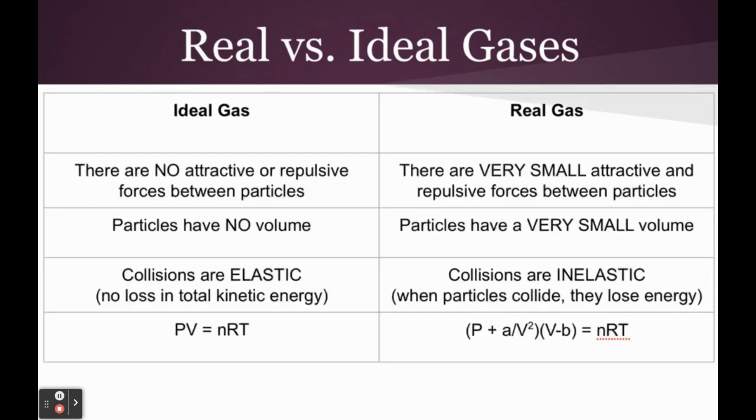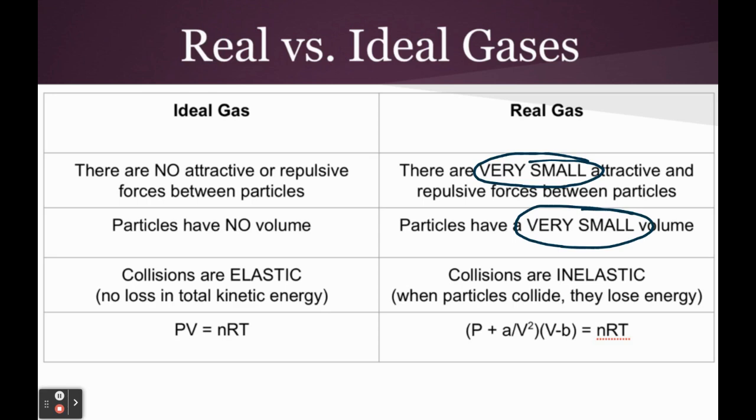There are a couple of really important differences between ideal gases and real gases. In an ideal gas, there are no attractive or repulsive forces between particles, but in reality, real gases have very small attractive and repulsive forces between particles. In ideal gases, we assume that the particles have no volume because it is such a small volume. But real gases do have a very small volume, which changes the calculations.